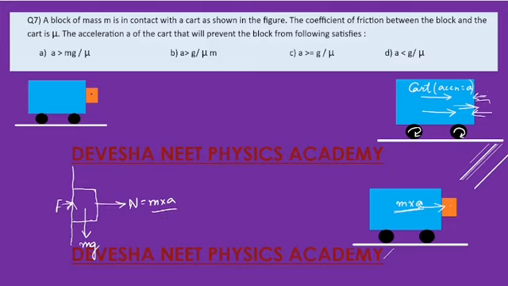Now, what is the frictional force here? As we said earlier, the frictional force is equal to mu into N. N is equal to MA, right? So this is equal to mu MA.